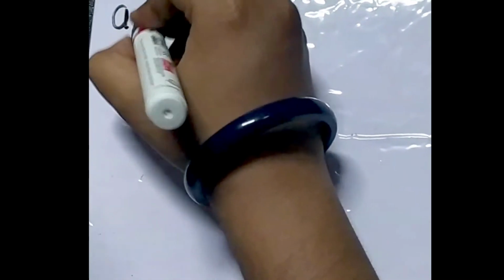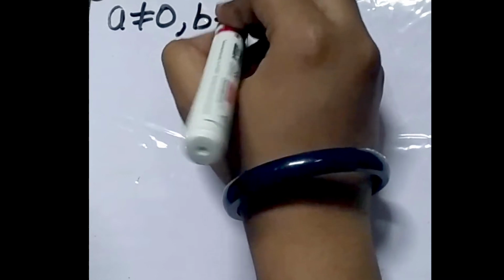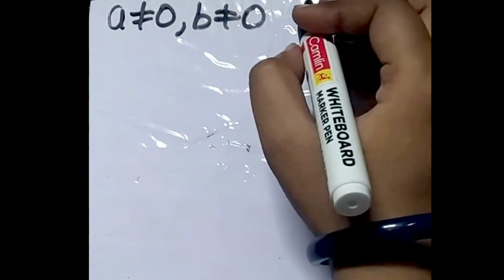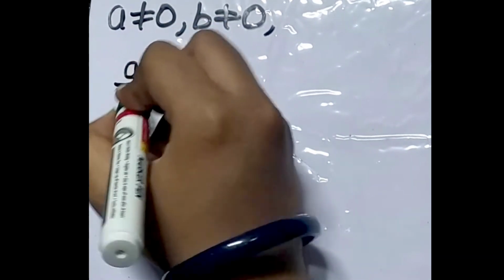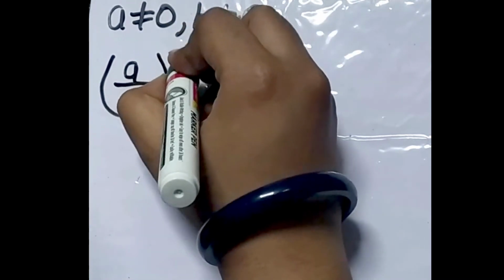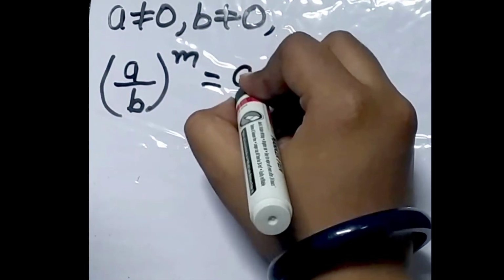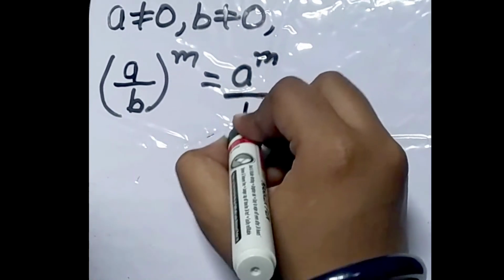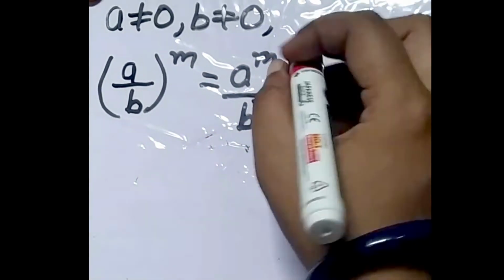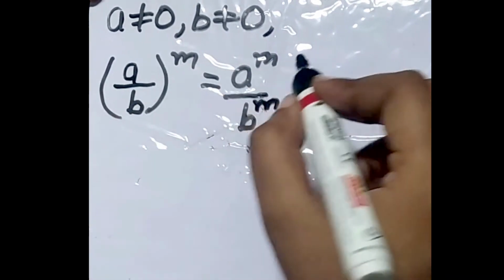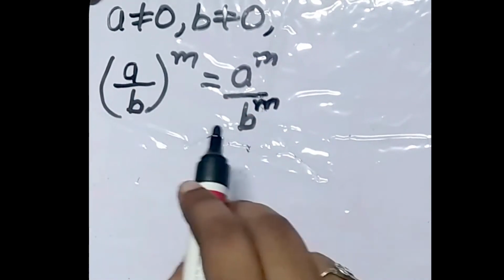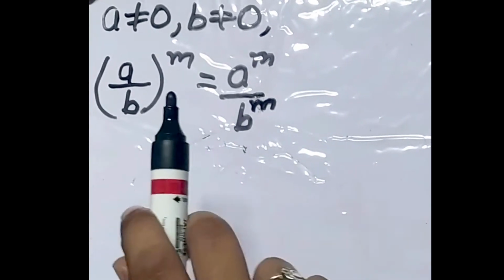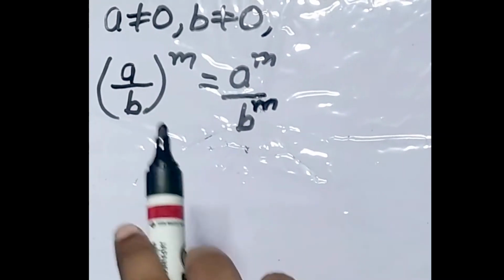A is not equal to 0, B is also not equal to 0. A and B are non-zero numbers. Then A upon B, the whole thing raised to M, will be equal to A raised to M upon B raised to M. Here B is also not equal to 0, so the denominator will never be 0. We should not have the denominator as 0, so we are taking A not equal to 0 and B also not equal to 0.